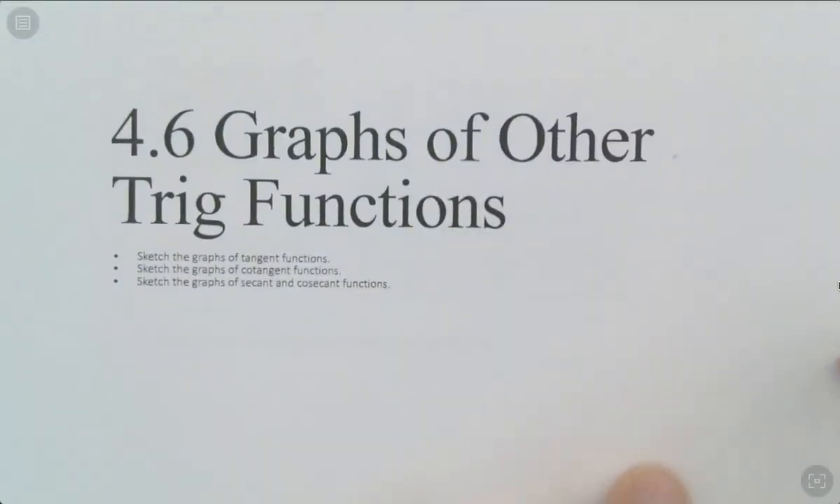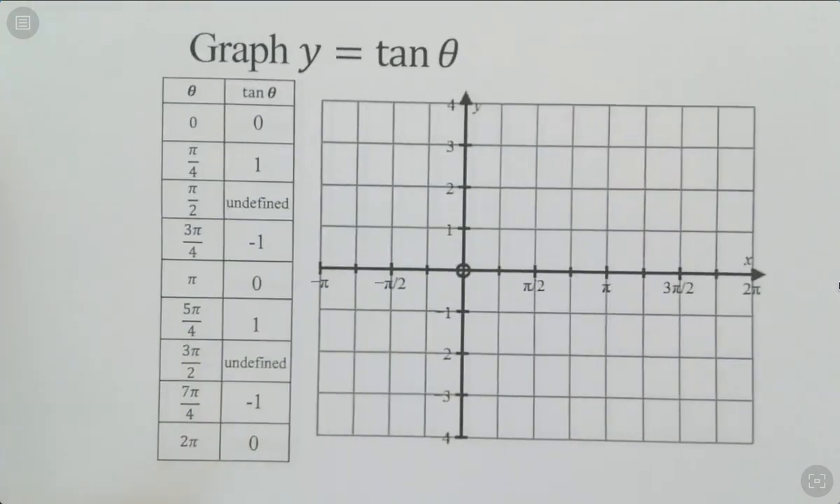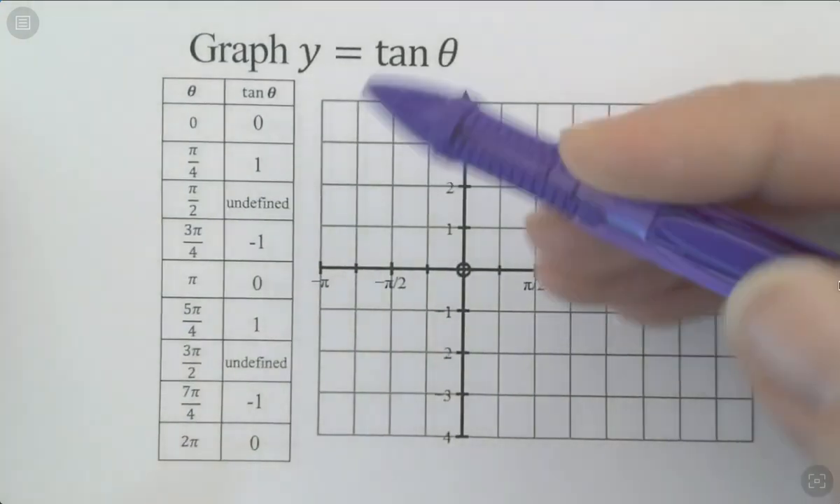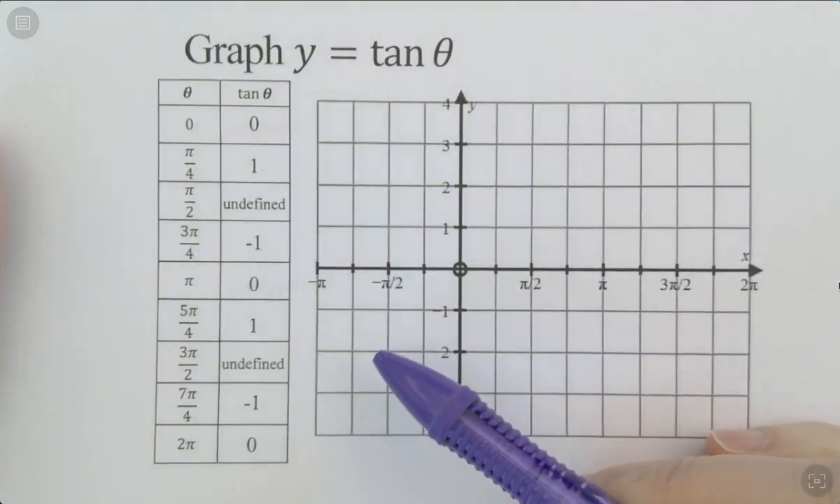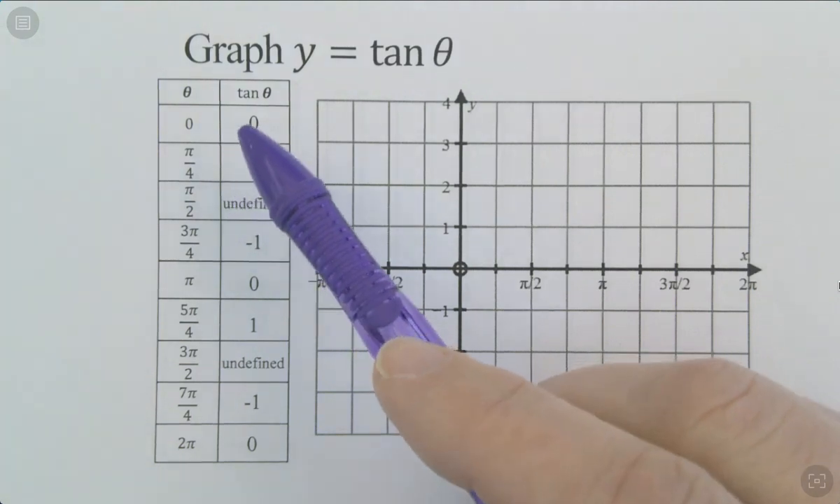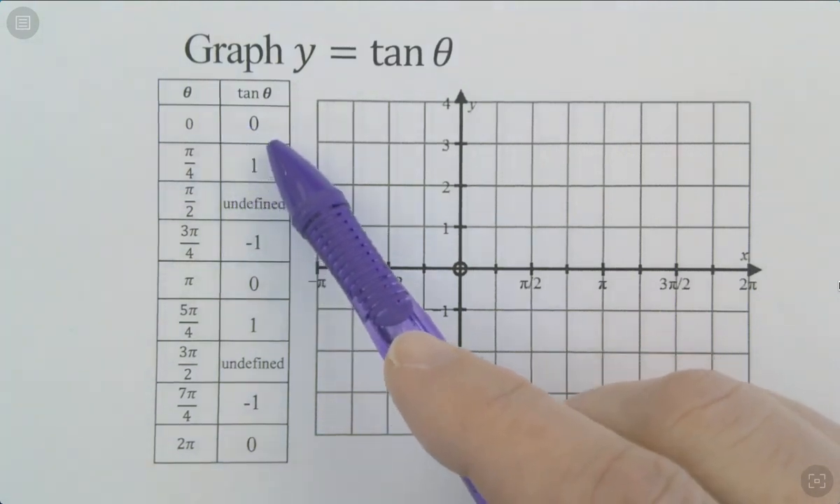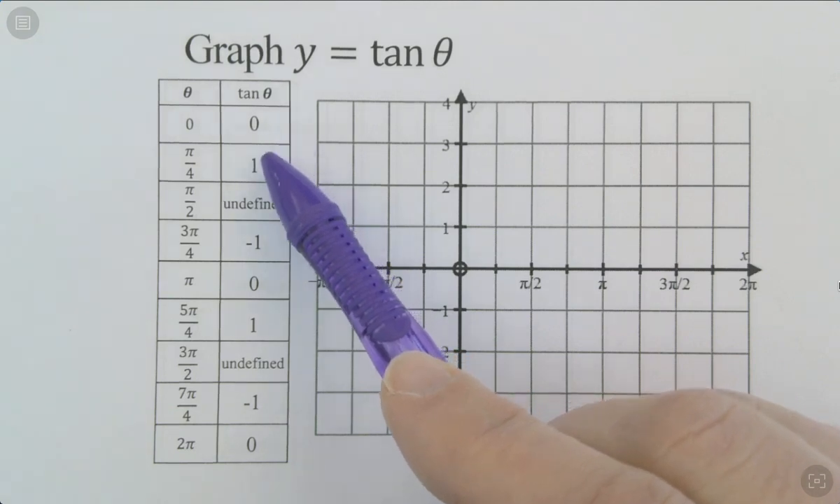So here we go, 4.6 graphs of other trig functions. To make things move a little faster, because we did this for the sine and the cosine function, I gave you the values in the t-table. I've got the unit circle on the wall, so you can confirm that at 0 radians, the tangent would be sine over cosine, so 0 over 1, which is 0.